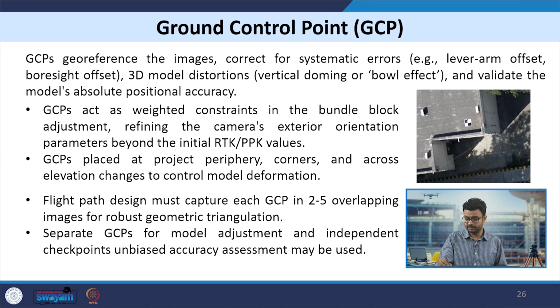For example, in this image on the right, we can see one such ground control point shown by this checkerboard. And the flight path must be designed so that it is able to capture each GCP in 2 to 5 overlapping images for robust geometric triangulation. Separate GCPs for model adjustments and independent checkpoints for unbiased accuracy assessment may be used.